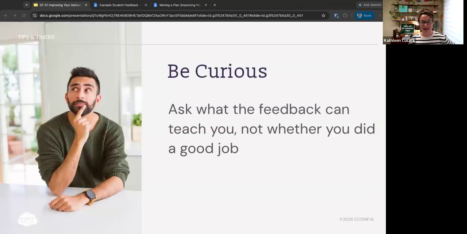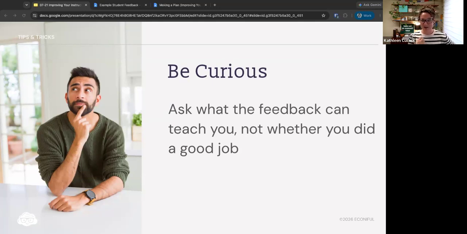First off, I encourage you to be curious. Ask yourself, how can my students' feedback help me understand what they need to learn? How can I use their feedback to be a more effective teacher? And if you find yourself feeling defensive when you read your students' feedback, that's so normal. That's so relatable.